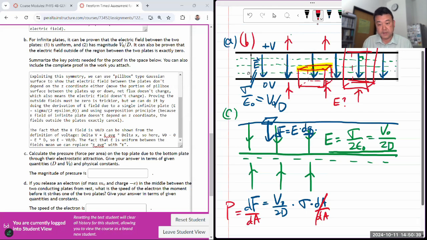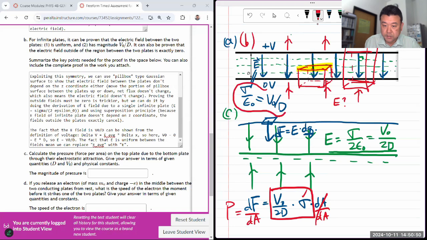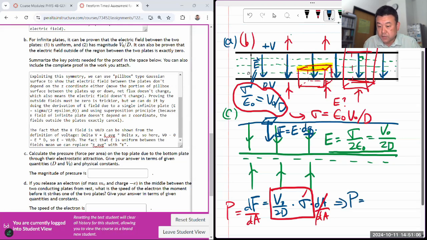So all I have remaining is making sure that expression here is in terms of the things I have. I have V naught, D, that's fine. Sigma is something that I don't have, but I can use this expression to express sigma in terms of things I know. So sigma is equal to epsilon naught V naught over D. So plugging that in, I have the pressure is equal to V naught times V naught over D times D in the denominator. So it'll be epsilon naught times V naught squared over 2D squared.